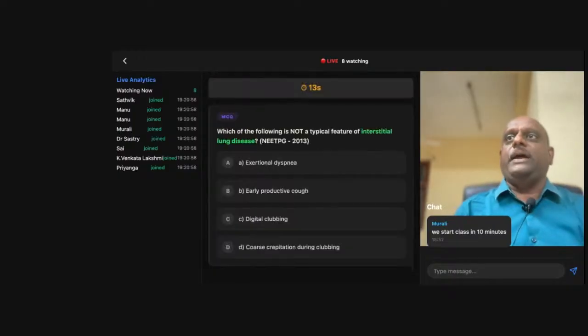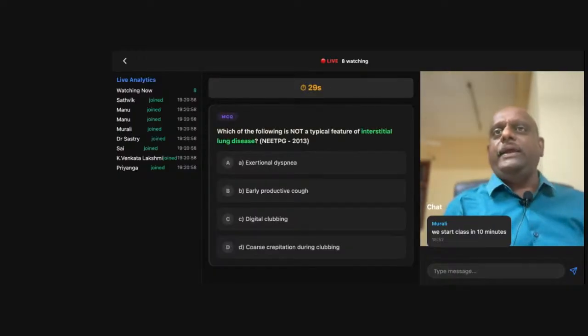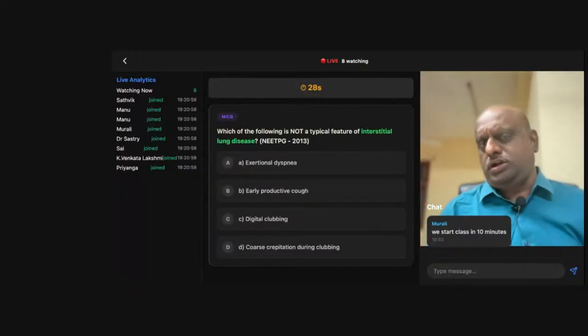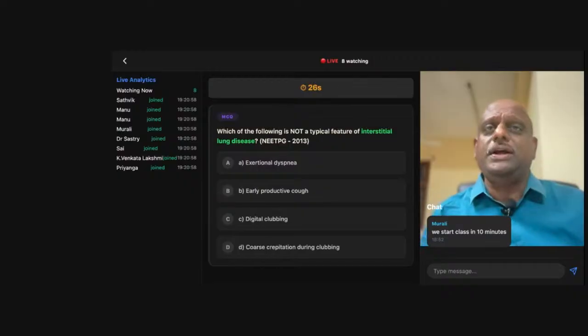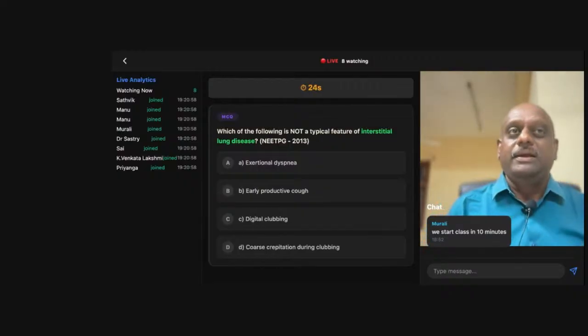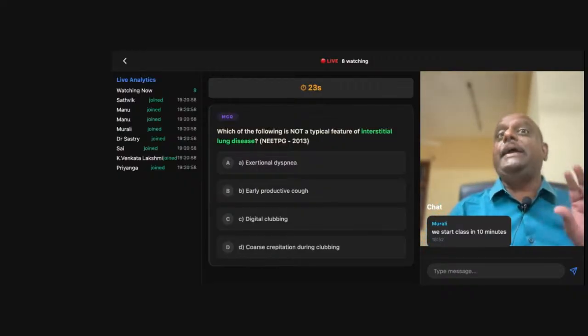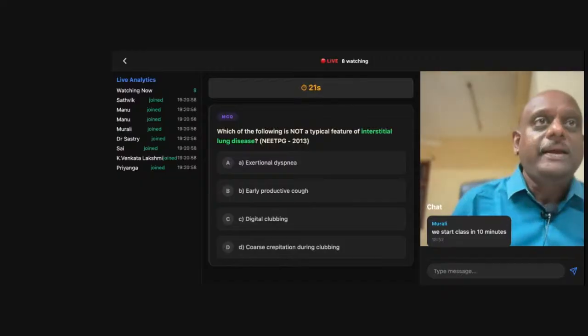Right, doctor? Now, which of the following is not a typical feature of interstitial lung disease? Not a typical feature of ILD is the question.